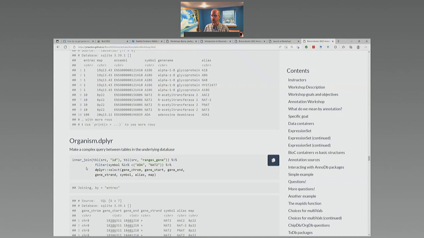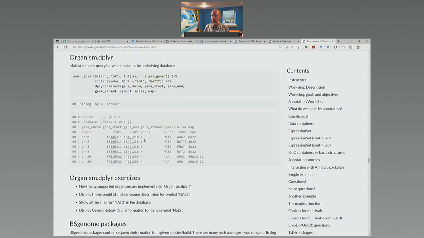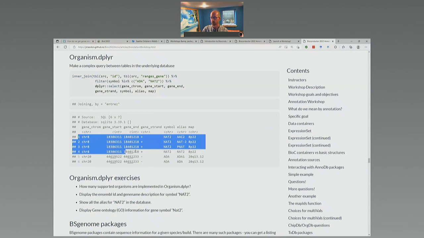Once we've done this complex query, we end up getting just the gene start, the chromosome, start, end, the strand, and the symbol and the alias and the map. And again, you can see here, NAT2 has had lots of different aliases in the past. These are all the same exact position. These first four are all the same exact position. The only reason it's duplicated is because of these aliases.